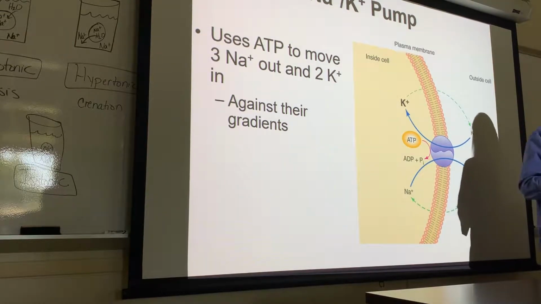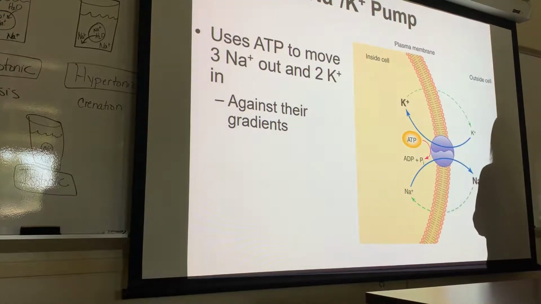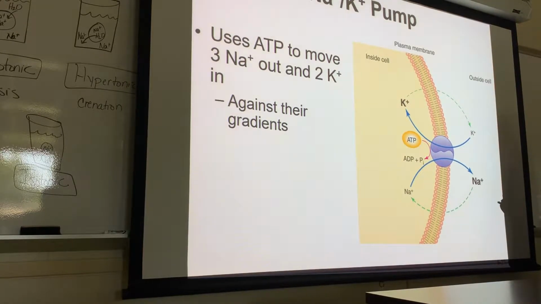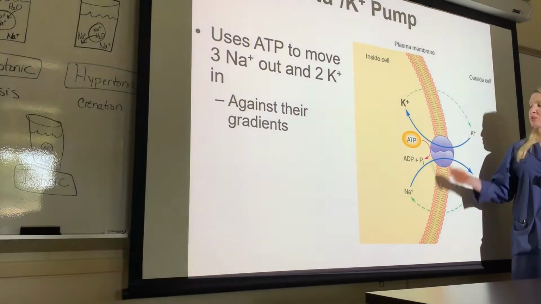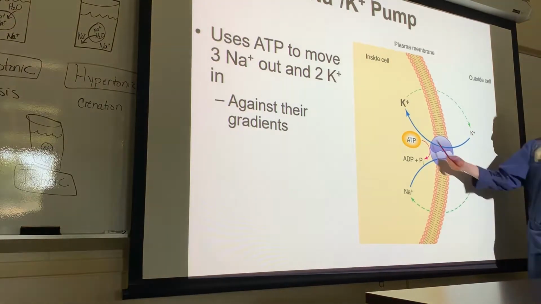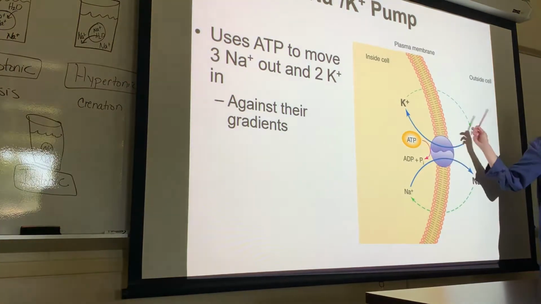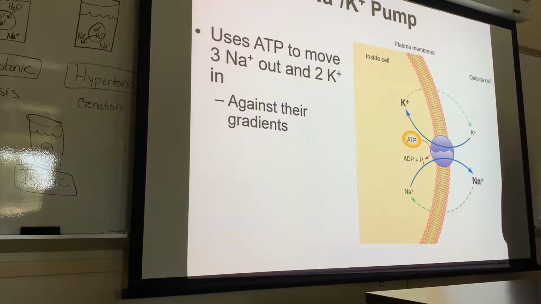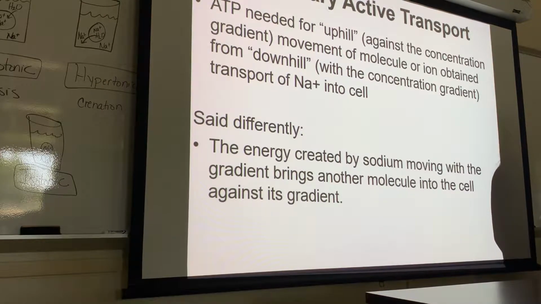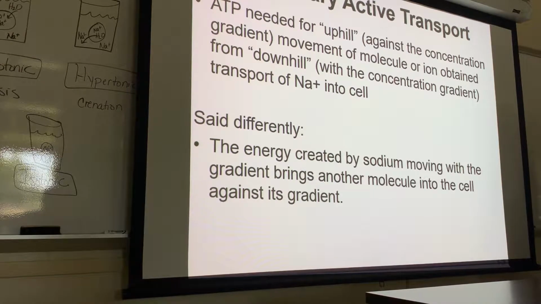Sodium-potassium pump, also known as primary active transport, uses ATP energy, and every time it uses ATP energy, it pumps 3 sodium out of the cell for every 2 potassium it brings in, making high potassium inside the cell and high sodium outside the cell. And these ions are being pumped against the gradient, which is why it requires ATP.